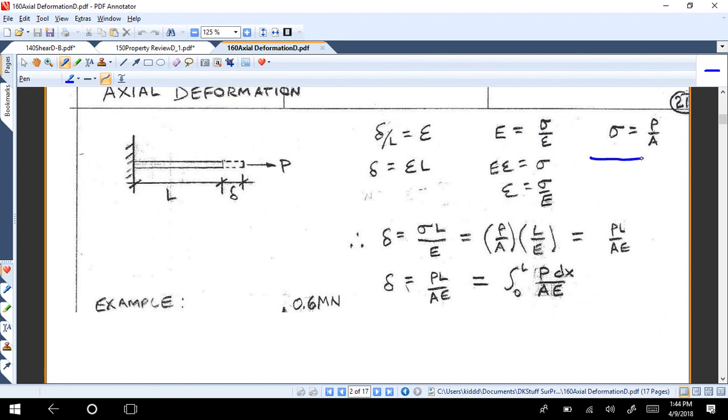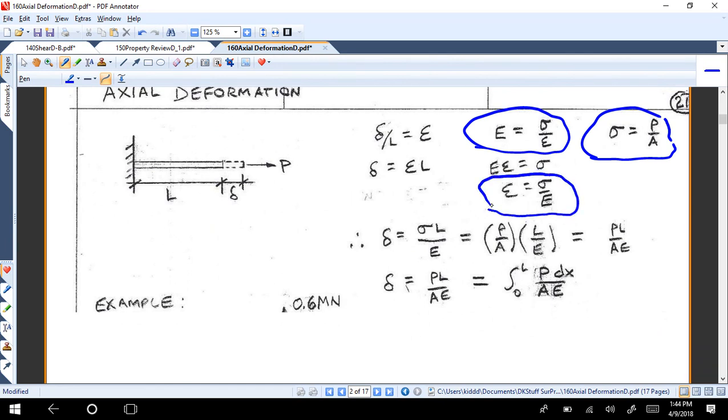Here they are. We use sigma as P over A. And then E is stress, which is sigma, over strain, which is epsilon. And what we did, we solved that for the strain. It was the stress over the modulus, E.